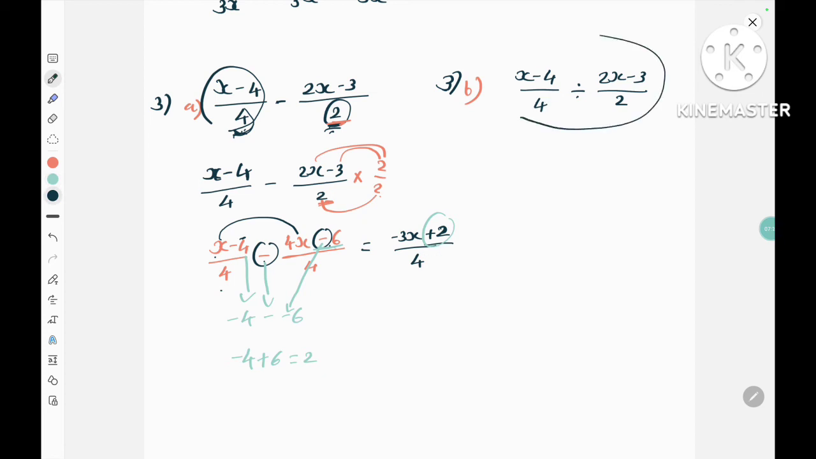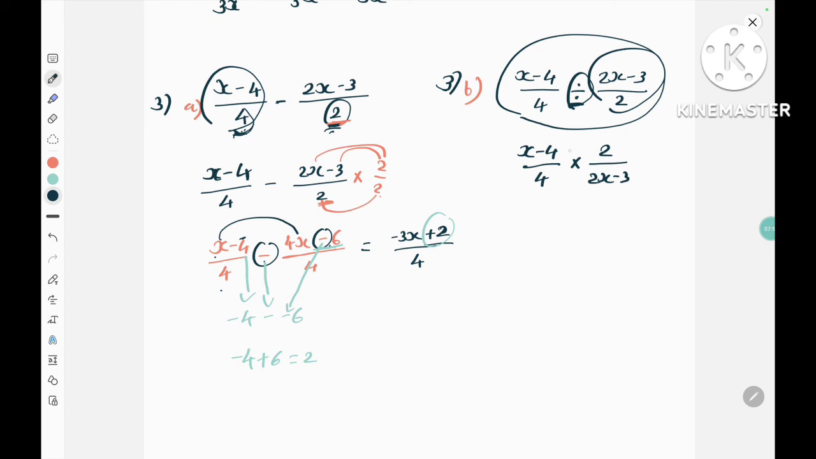Let's see what we can do here. Okay, here is a division sign, right? So what I am going to do: if I want to divide two fractions, of course remember the rule, keep, flip, switch. So we just change this sign. The first fraction we keep as it is. This division sign we change into the multiplication sign, and we flip this fraction. So 2 goes to the top and 2x minus 3 goes to the bottom.